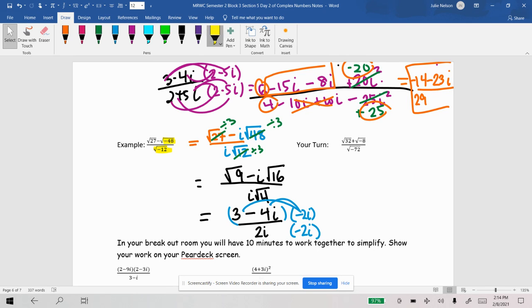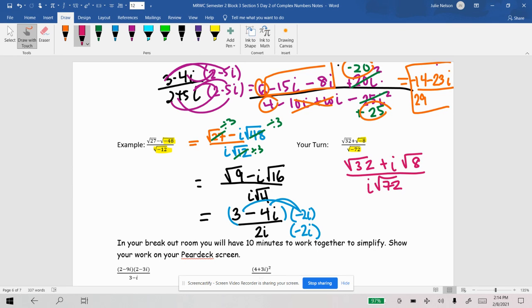First thing you want to notice is you have a square root of a negative, and you can never have a square root of a negative. So anytime you have a square root of a negative, the first thing you have to do is rewrite it. So I need to rewrite this as the square root of 32 plus i square root of 8 over i square root of 72.